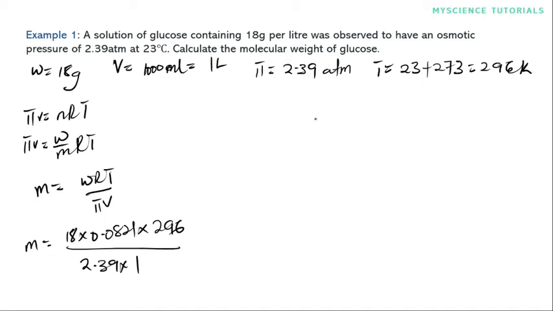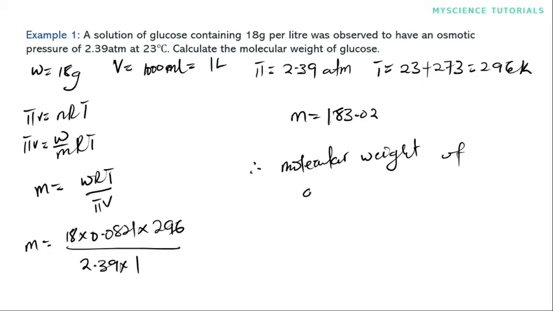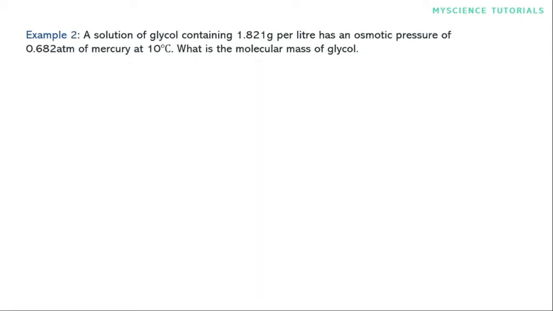If we do the computation, we see that our molecular weight is 183.02. Therefore the molecular weight of glucose is approximately 183. All right, example number 2.